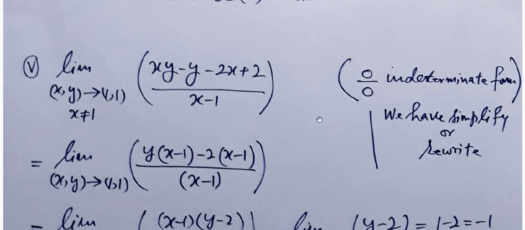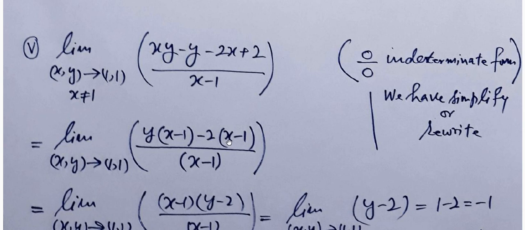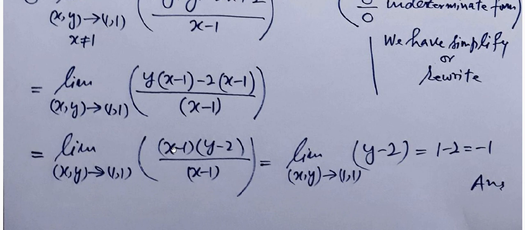So what is the other way? As I said, sometimes you have to factorize, sometimes rationalize. Here, for example, in xy minus y, I can take y common, so it will be x minus 1, and from the other terms I can take minus 2 common, so then it will be x minus 1. Now you can see x minus 1 is common in both, and what is left is y minus 2. So this x minus 1 and x minus 1 will cancel, because x is not equal to 1, x is approaching 1, so this can cancel.